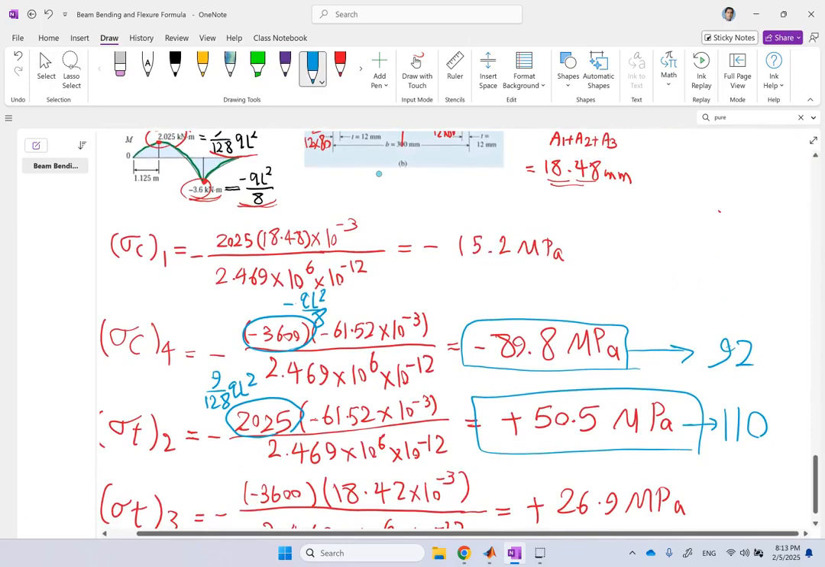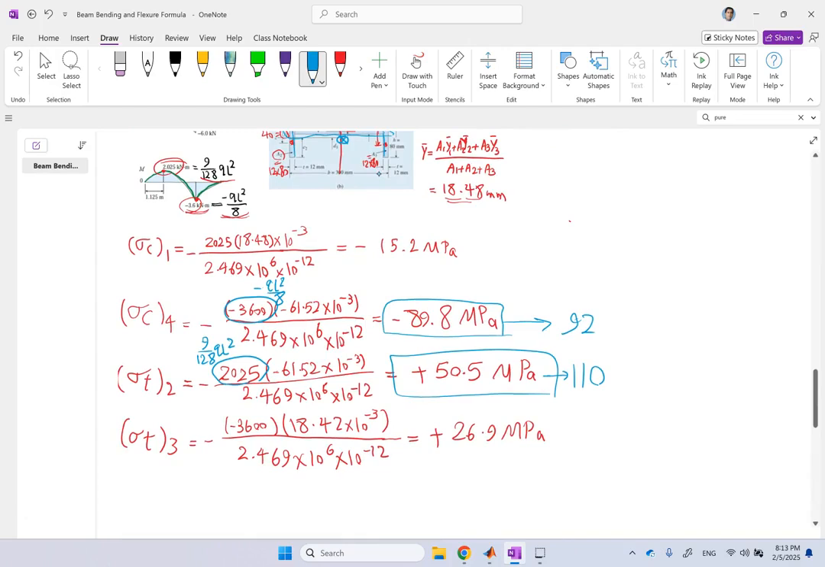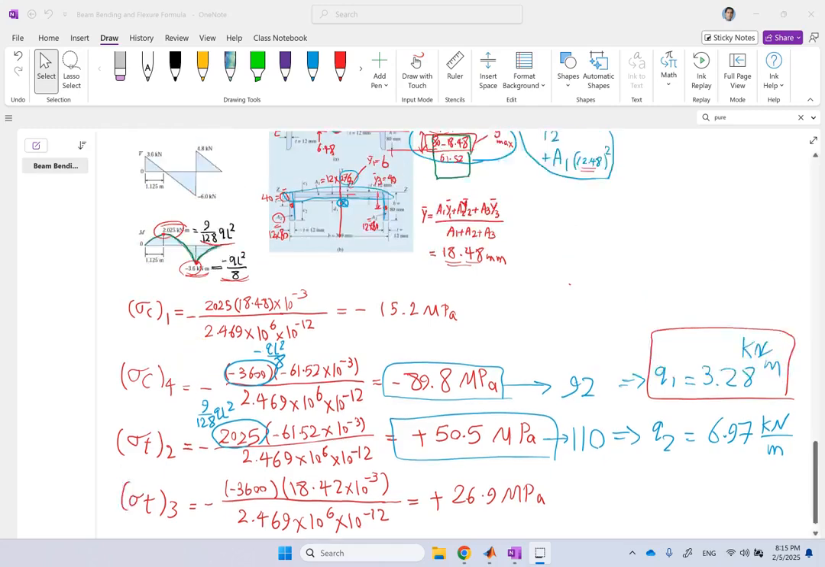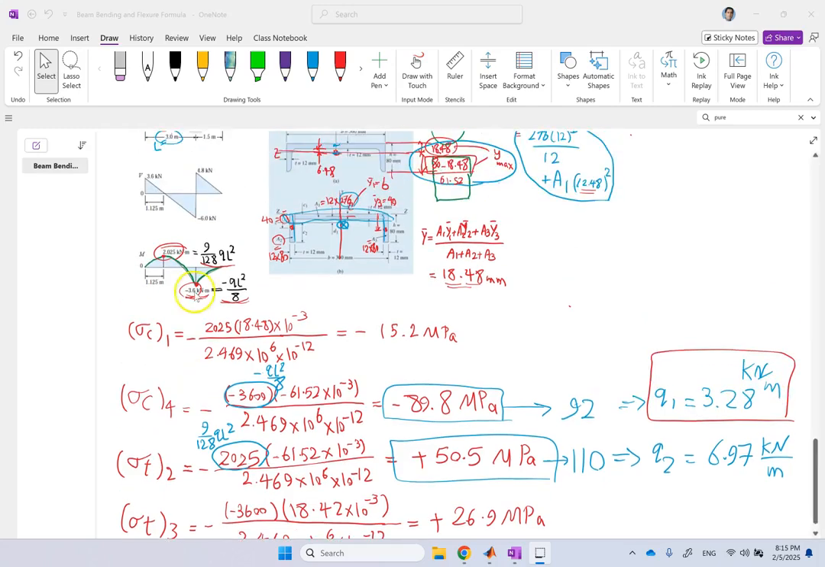Those numbers are given. From each one of them, you can find one Q. Here you solve for the top one. Q1 is going to be 3.28 kilonewton per meter. Bottom one, 6.97 kilonewton per meter. And which one would you pick? Always the smallest one to make sure nothing is failing. So the answer to part B is 3.28 kilonewton per meter is the uniform loading that you can have without breaking any portion of the beam and staying safe.